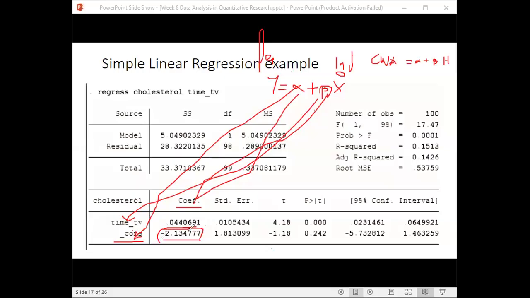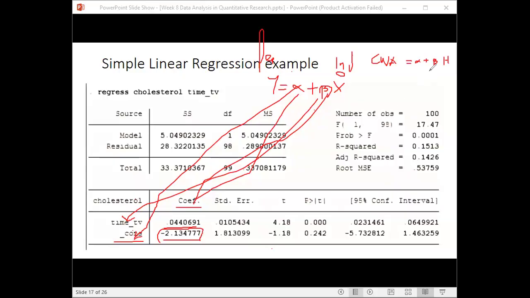It means that if you don't study, if hours of study is equal to 0, your CWA, because it's negative 2, will reduce by negative 2.134777 units. Simple as that. If hours of studying is equal to 0, because it's your constant, your intercept, your CWA, which is your performance, that is how you measure your first class, second upper, and the rest, will reduce by negative 2.0, blah, blah, blah. That's the meaning. Simple as that.